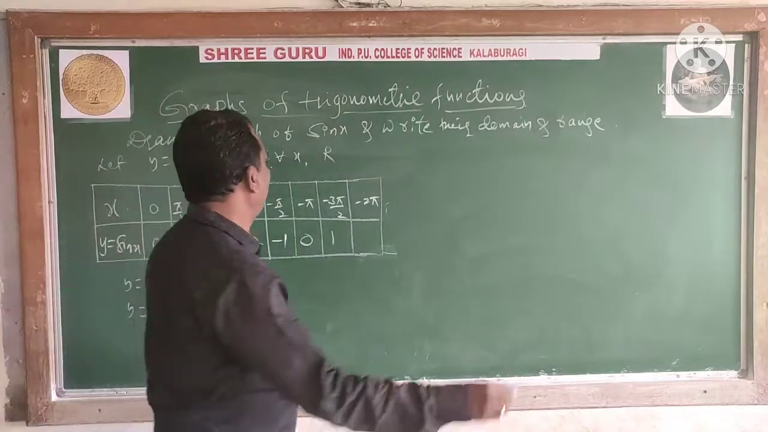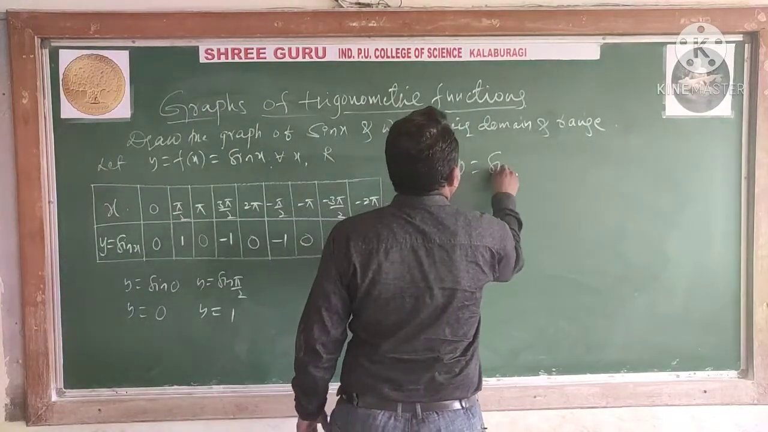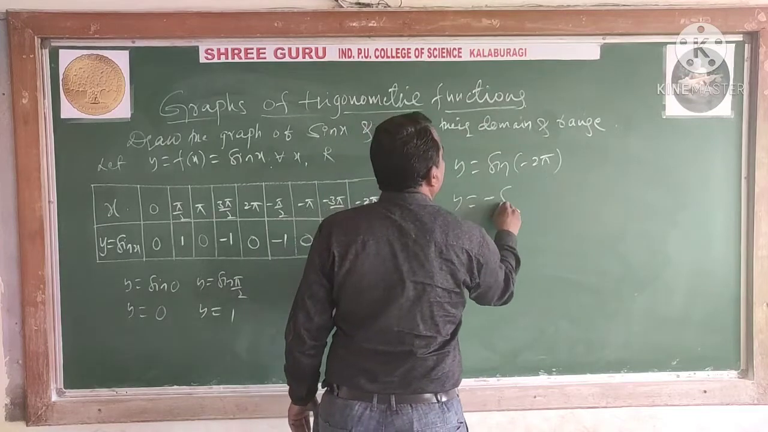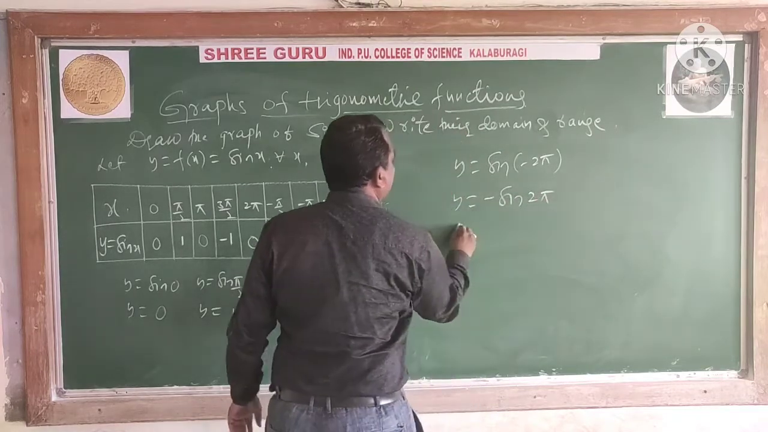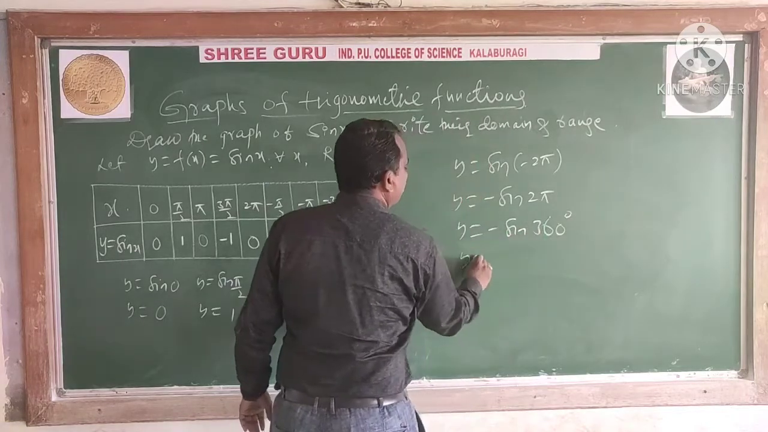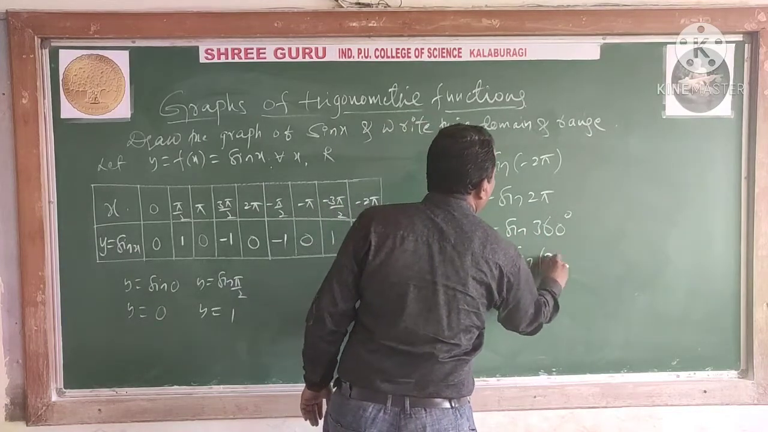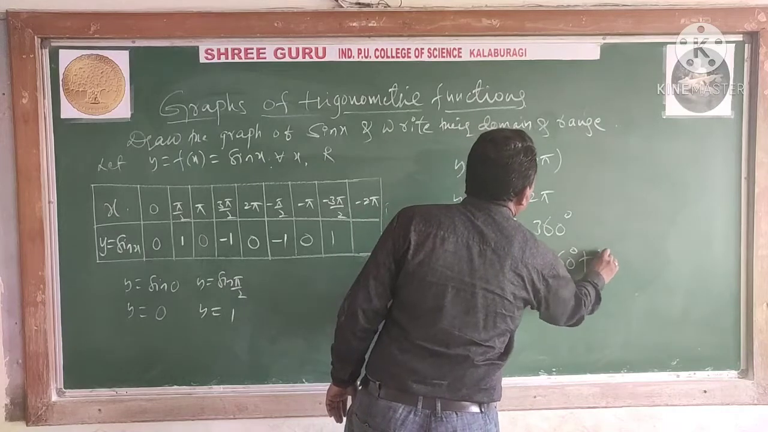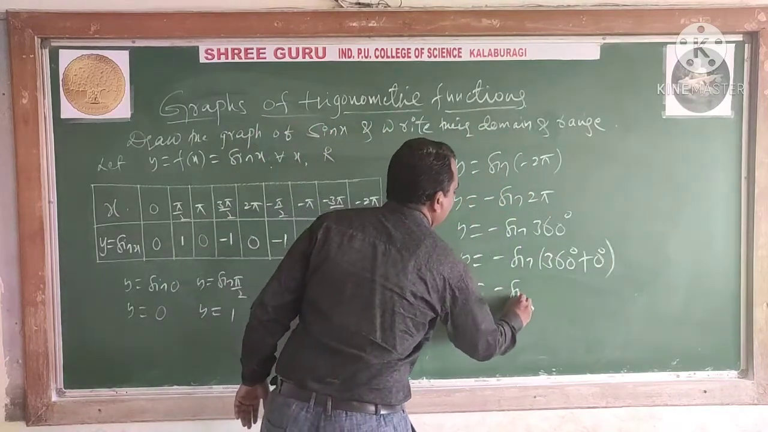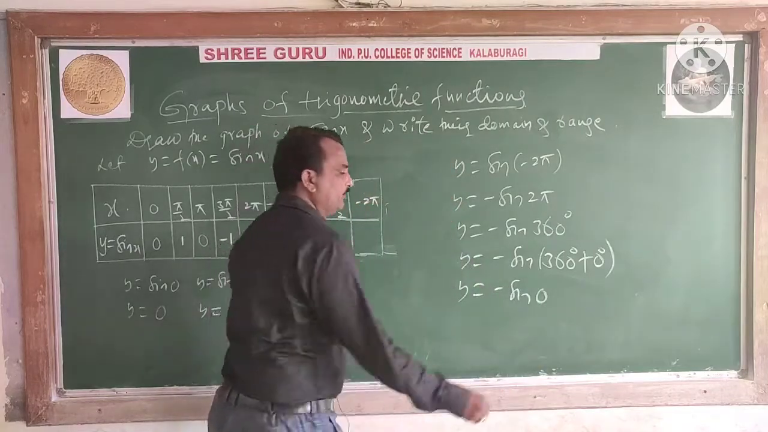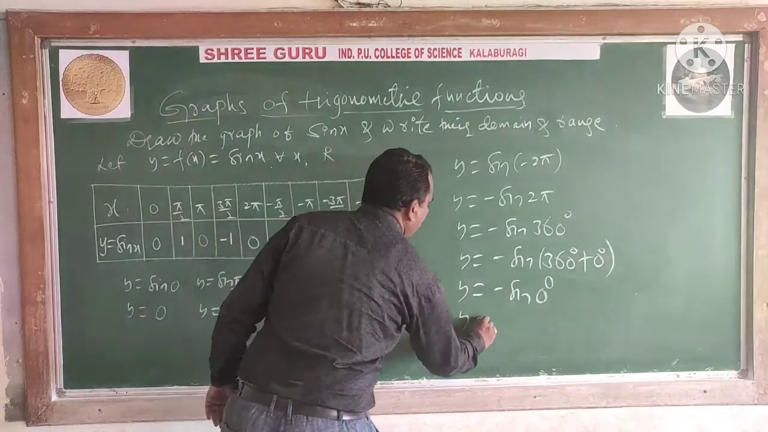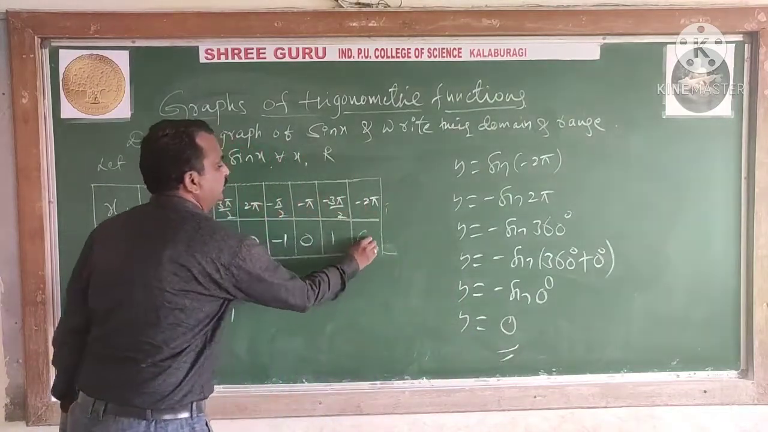Sin of minus 2 pi, y is equal to sin of minus 2 pi, student. Sin of minus theta is minus sin theta. So minus 2 pi means 360 degree. Y is equal to either plus you can take or minus you can take. Already we have calculated, y equal to minus as it is. Sin of 360 plus, no change, 0 degree it is. Sin 0 degree. What is sin 0? 0 it is, 0 into minus. Again 0 it is. 0 values here.